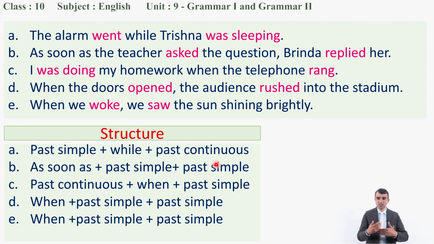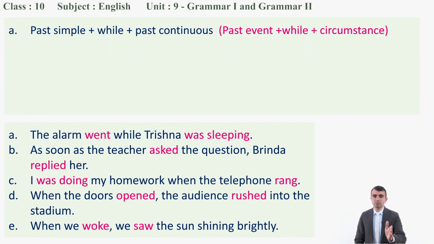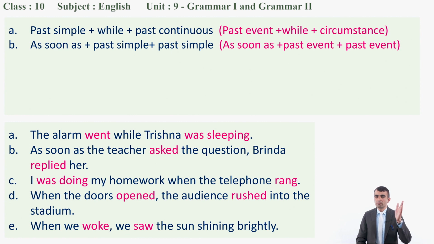So, this structure can be used. Here again you can see these sentences, and then write the structure here, and whether they are events or circumstances, you can write them. Here A is past simple while past continuous, that is past event while circumstance. Similarly, B, as soon as plus past simple plus past simple, that is as soon as plus past event, isn't it?